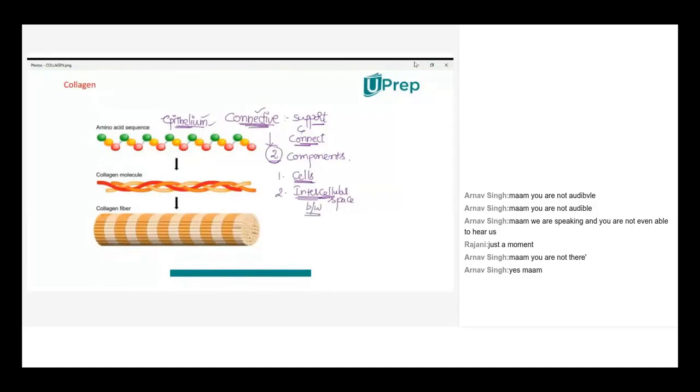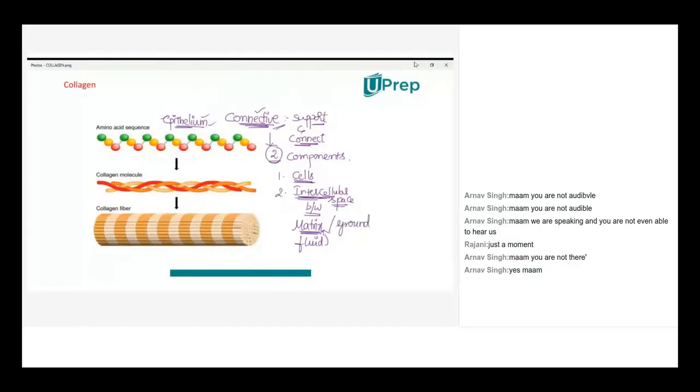So there are two components in all types of connective tissue. One is different types of cells, and the second one is matrix. What is matrix? Matrix is the fluid which is there between the cells in connective tissue. The intercellular space between the cells is filled with matrix. Matrix is also called ground substance.